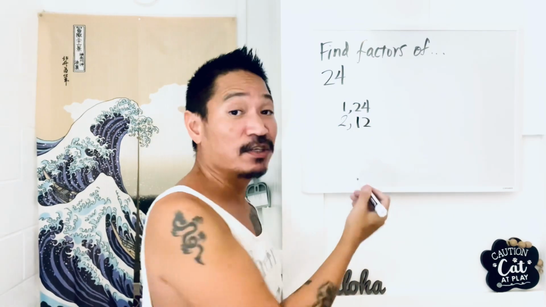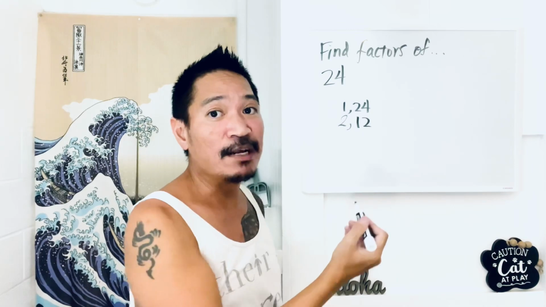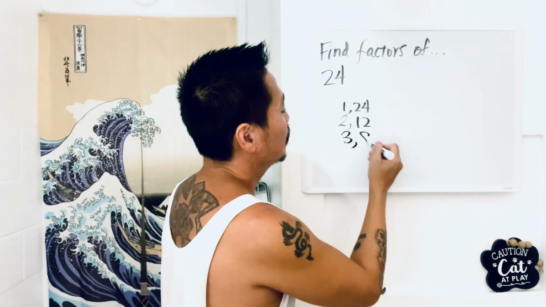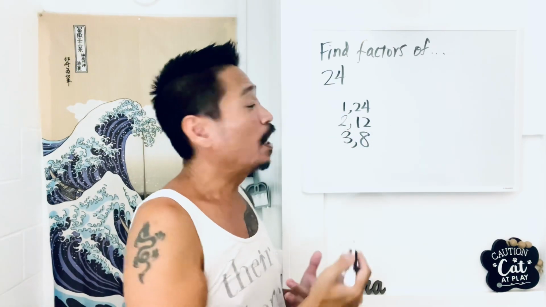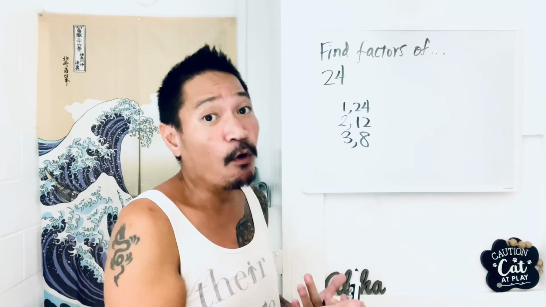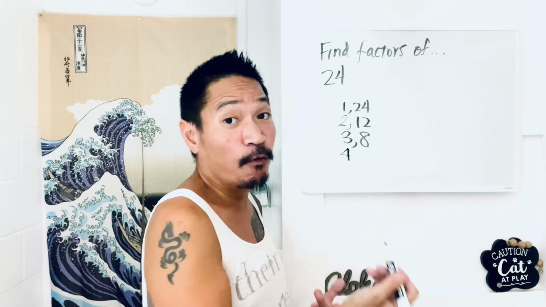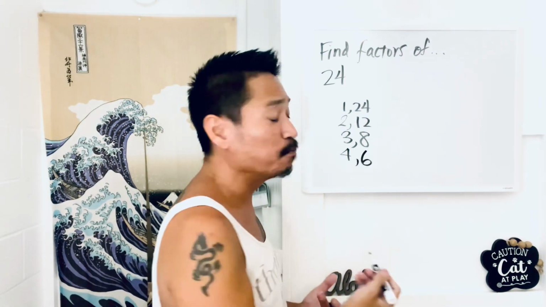Now I just move on to the next factor. Well, I checked 1, I checked 2, let's check 3. Does 3 divide 24? Sure, because 3 times 8, since you worked on multiplication tables really well in 3rd and 4th grade, you should know that. So 3 times 8 gives me 24. I checked 1, I checked 2, I checked 3, I move on to the next one, which is 4. So then now I check 4, and I go, does 4 divide 24? Of course it does. 4 times 6 gives me 24.